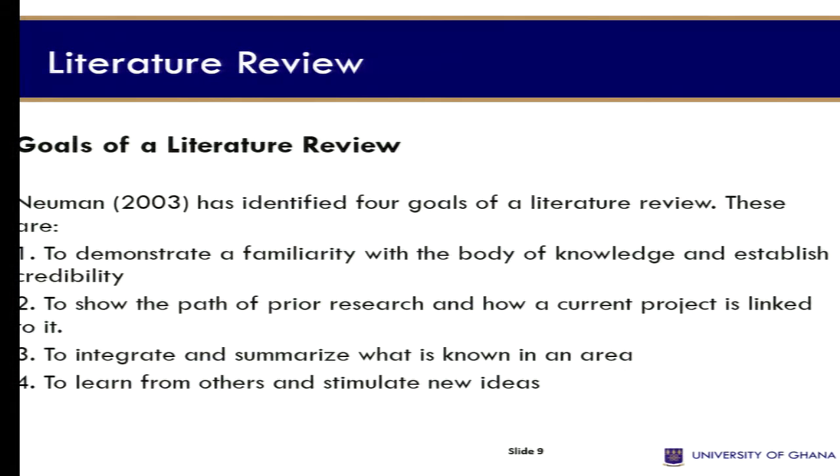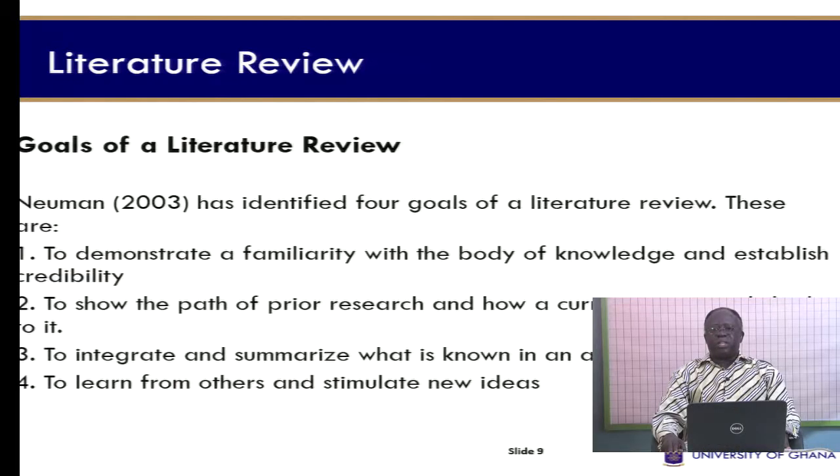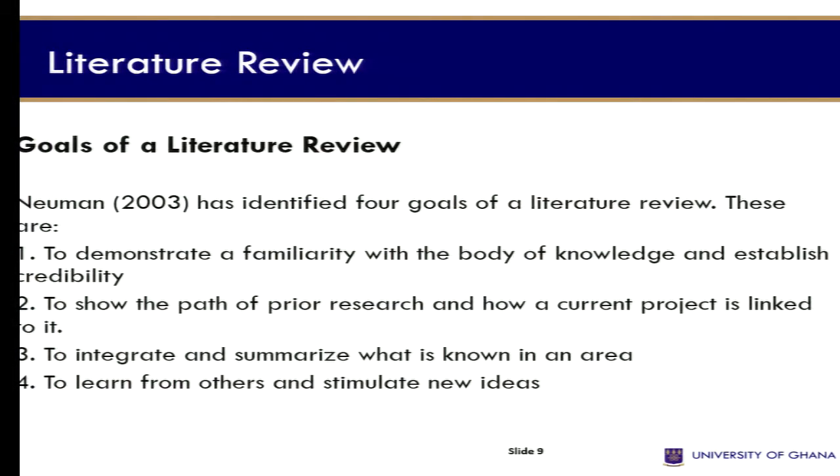Literature review serves certain goals or purposes. Newman identifies 5 of these, which are: 1, they demonstrate a familiarity with the body of knowledge and establish credibility. They show you the path of prior research and how current research is linked to it. And then they also help to integrate and summarize what you know in the area, and then to learn from others and stimulate new ideas.